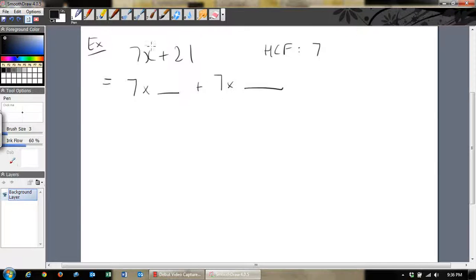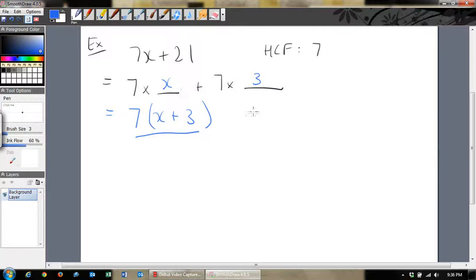Okay, so let's figure this out. 7 times what is equal to 7x? 7 times x is equal to 7x. Okay, so that's that first part. What's the second part? 7 times something is equal to 21. 7 times 3 is equal to 21. Okay, and so what happens now is we take that common factor out the front of the bracket, and because we got 7 times x, we just write down here x, and we write down our second number. This is 3, or positive 3, and so that is factorized.